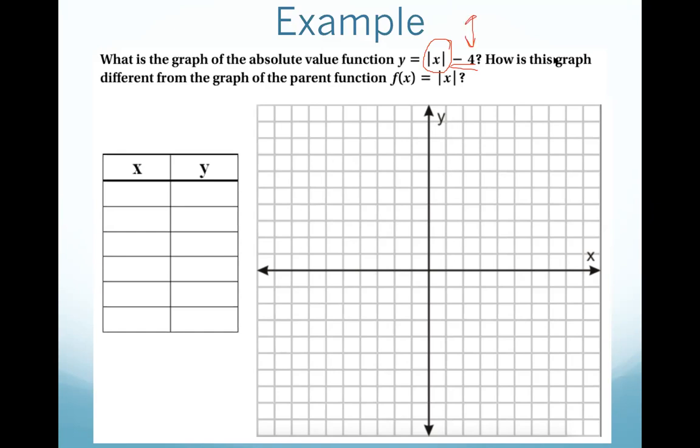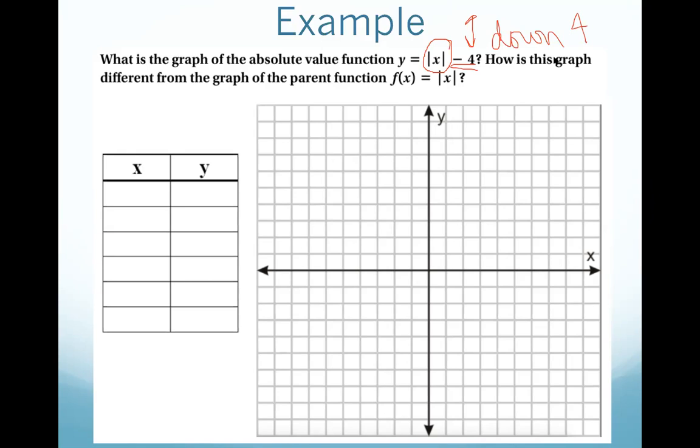So are we going to go up or are we going to go down? Well, the minus 4, remember vertical transformations do what they say. Minus 4 goes down by 4. So this is going to be a down by 4 transformation. How is it different than the graph of the parent function? Well, I just kind of spoiled it. So let's try graphing this function.